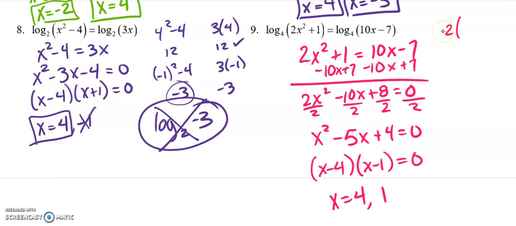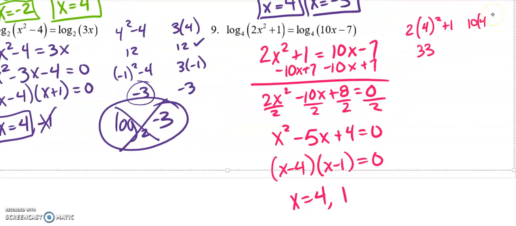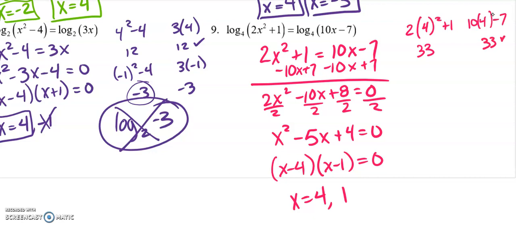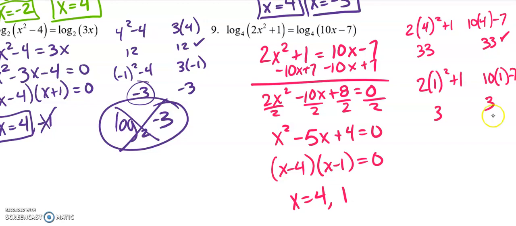What goes back in? 2 times 4 squared plus 1, that's 2 times 16, 32 plus 1 is 33. And on the other side, I have 10 times 4 minus 7, 33. Those work. They're equal. It's a positive number, so I'll keep the 4. Then I plug in the 1. I get 2 times 1 squared, 2, plus 1, a total of 3. On the other side, 10 times 1 minus 7, I get 3. 3 equals 3. 3 is a positive number, so I'm going to keep both of those as well.